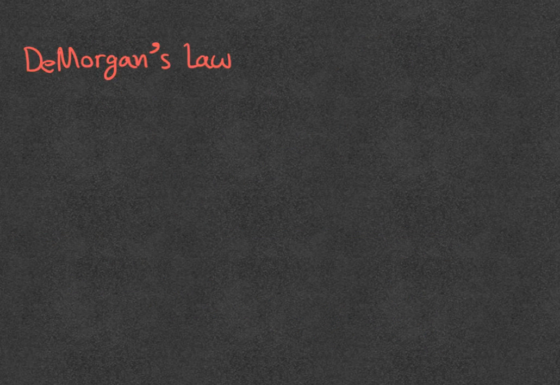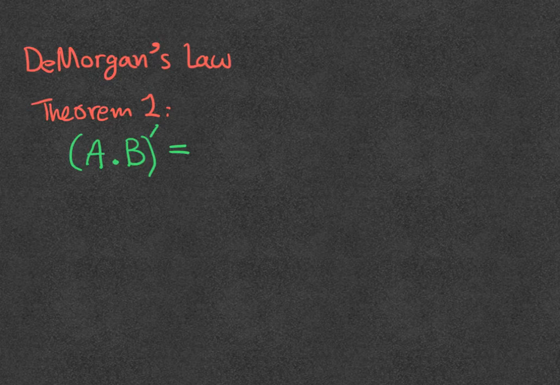Now let's talk about De Morgan's law, very useful law in logic circuits. De Morgan's law has two theorems. Theorem 1 is going to tell you if you have A and B, and then you not this, it can be equal to A prime plus B prime.